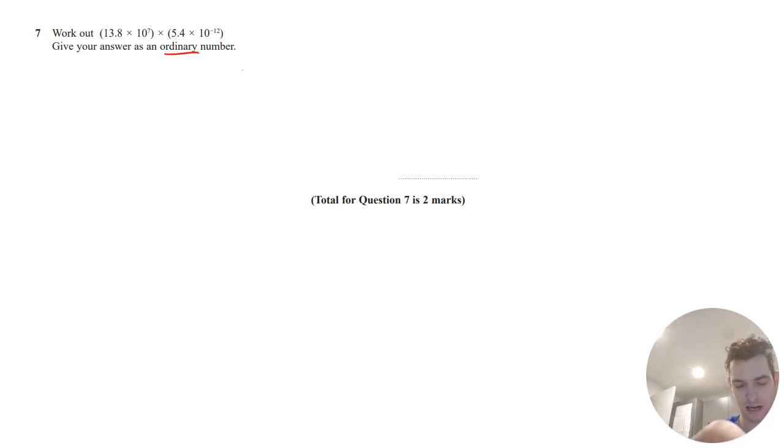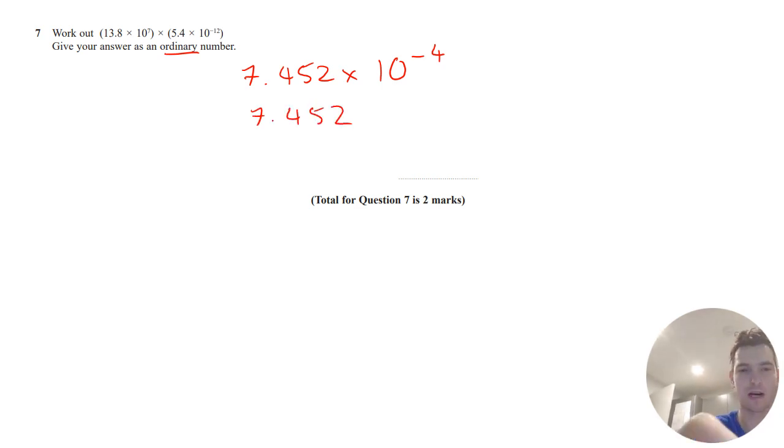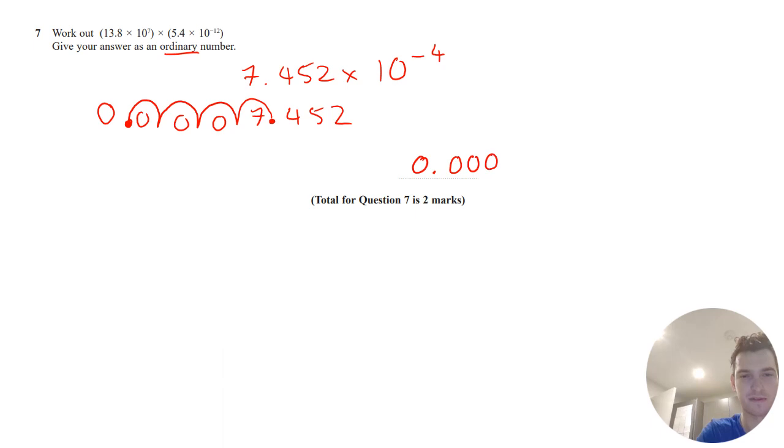But when you type it into your calculator, for me, it gave me this. And this is not in ordinary form, this is in standard form. So how do I convert this into ordinary form? Well, because it's 10 to the power of -4, I'm going to move back my decimal place 4 points. So 1, 2, 3, 4. Fill in my placeholder zeros, and I'm going to write that out again. And that gave me my answer.